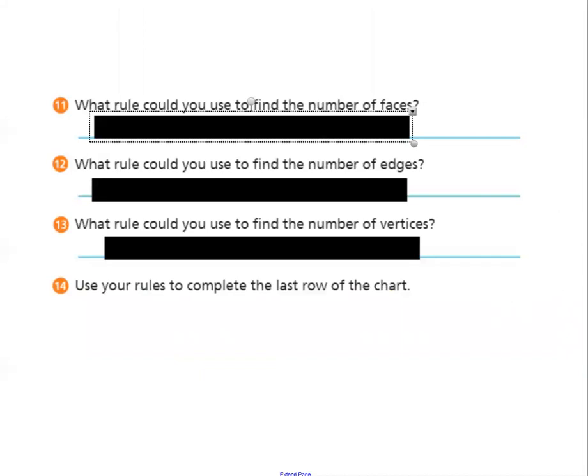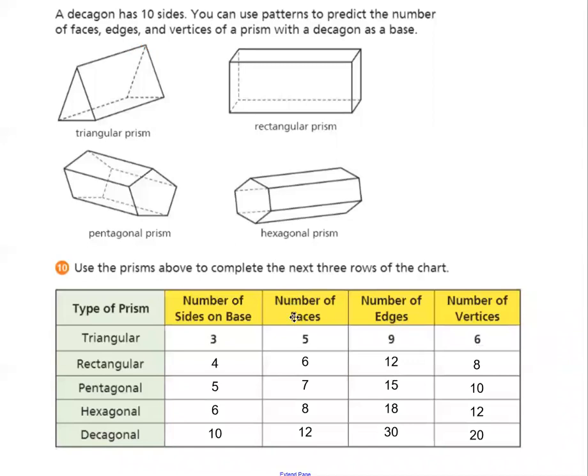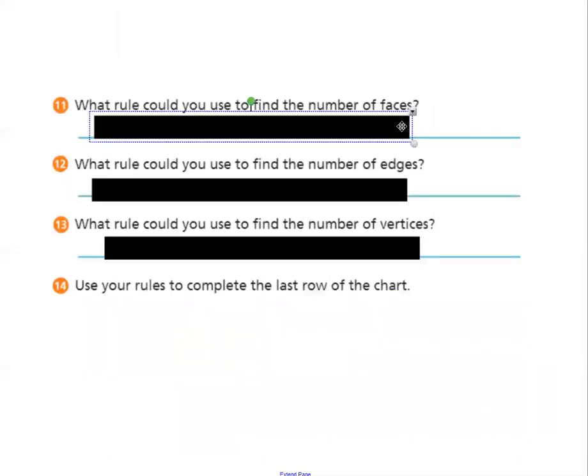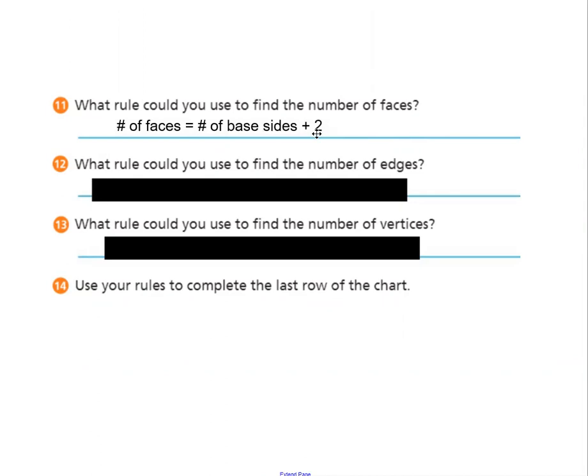Look at number 11. It says, what rule could you use to find the number of faces? Well, notice that the number of sides, compare that to the number of faces that each figure has. 3 sides, 5 faces. A rectangular prism had 4 sides of the base, 6 faces. What's happening every time? Every time it's adding 2 to the number of base sides. So the number of faces is just the number of base sides plus 2.